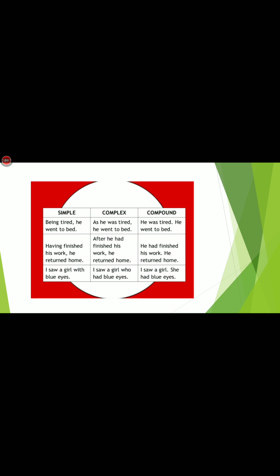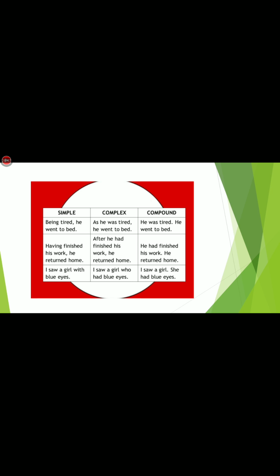Now, please remember, when you are placing two or three clauses in a sentence, separate those clauses with the help of a comma. If we make that same simple sentence into a compound one, again we will have to break it and make two independent clauses. He had finished his work, full stop, he returned home. These two clauses are completely independent of each other. They are not dependent. So: he had finished his work, therefore he returned home.